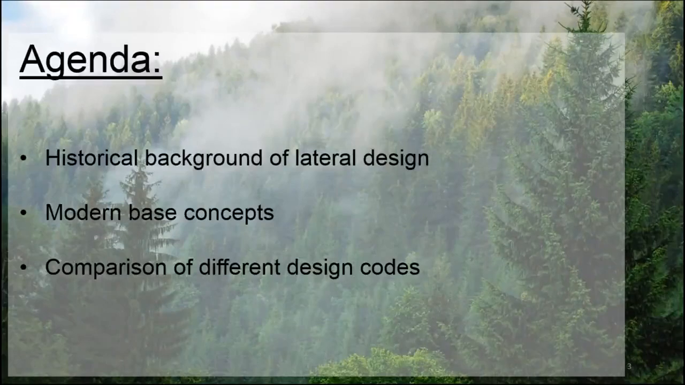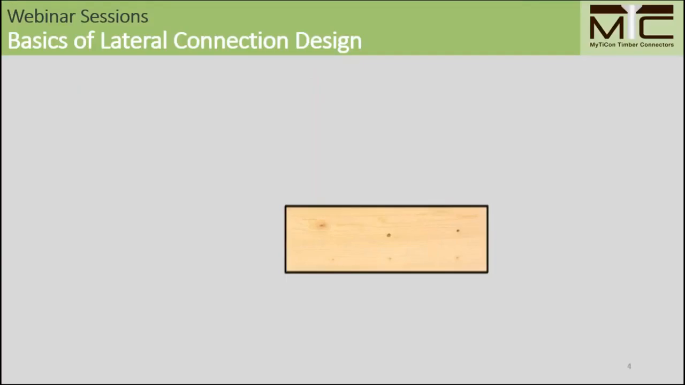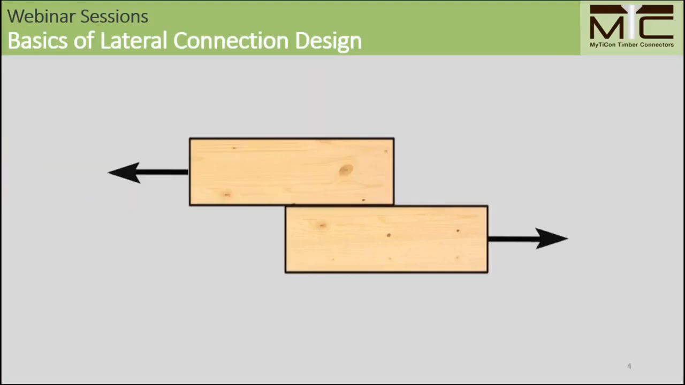A lateral connection generally consists of 2 or more members that are designed to transfer a certain force component between each other. So the force has to go from one element into the other. In order to do that, we design with a dowel type fastener. In this case, it is a fully or partially threaded fastener installed at 90 degrees here.